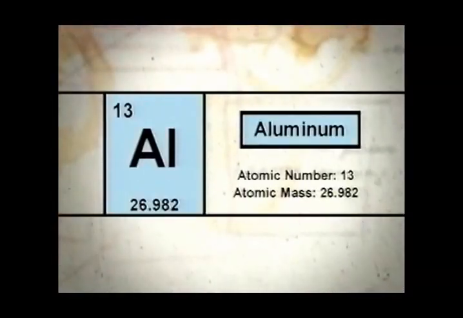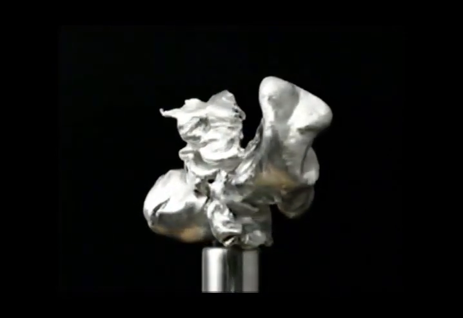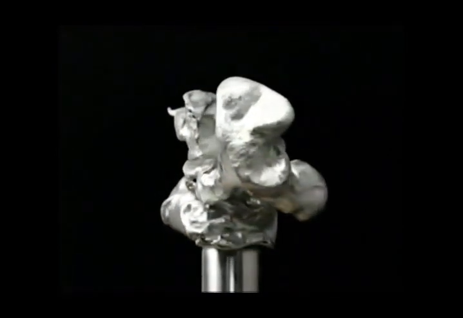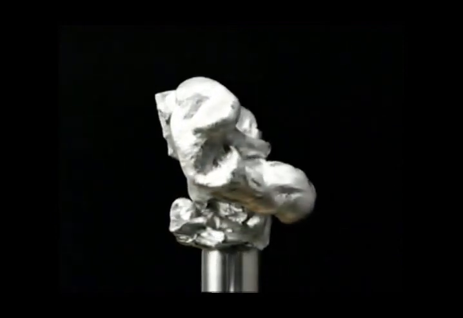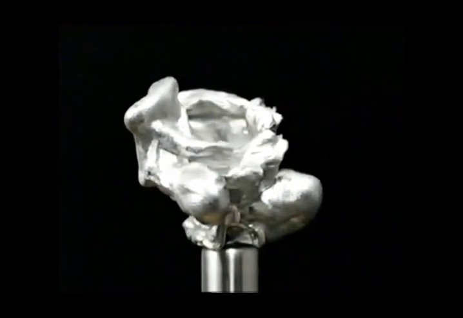Element number 13 on the periodic table is aluminum. The atomic symbol for aluminum is Al. Aluminum, a soft, silver-white metal, is an excellent conductor of heat and electricity. It is also non-magnetic, non-sparking, and the second most malleable metal after gold.